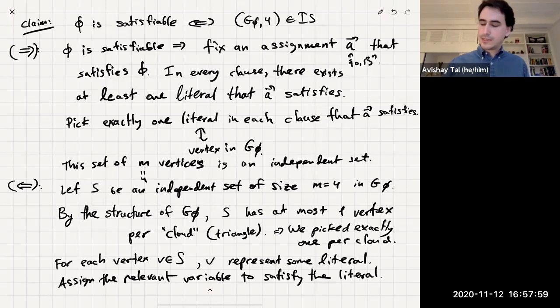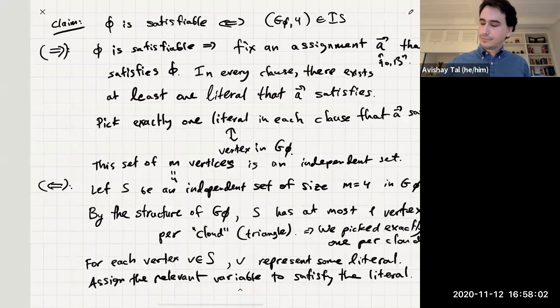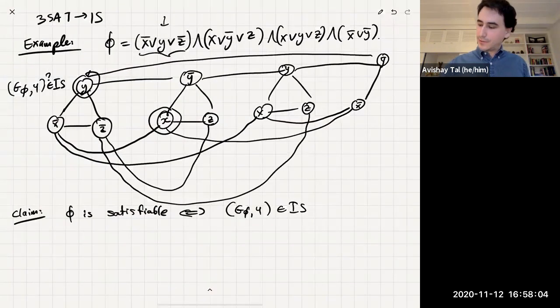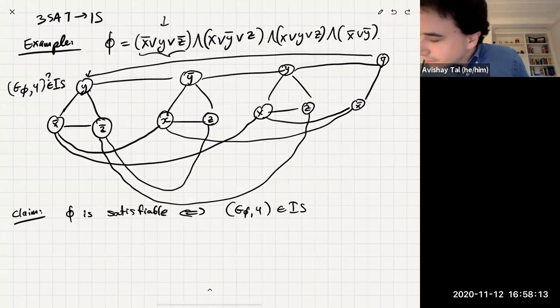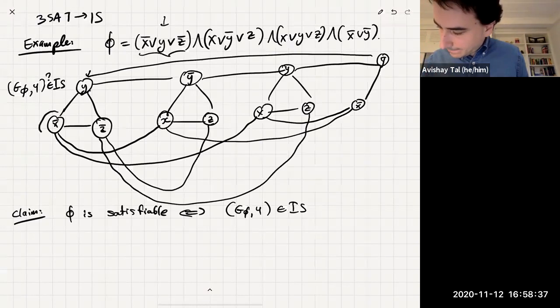So let's say that the independent set is maybe this thing. Okay, this is not good. Do you see a satisfying assignment for this formula? I guess it's a good question. 0, 0, 1. Okay.